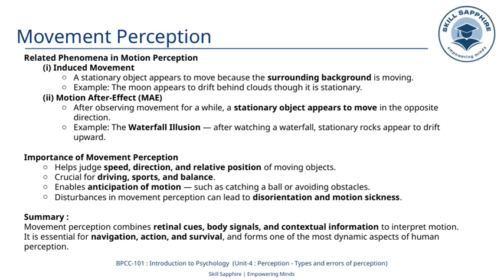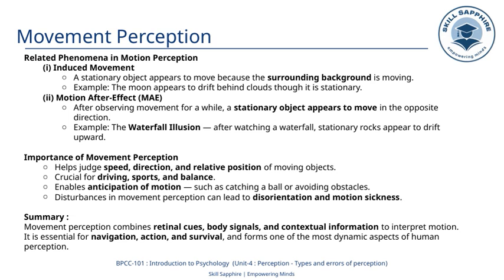Next, there's the motion aftereffect, often called MAE. This happens after you've stared at movement for a while. When you look away, a stationary object might seem to move in the opposite direction. A classic example is the waterfall illusion. After watching a waterfall, the rocks beside it seem to drift upward. It's a fascinating demonstration of how our visual system adapts.